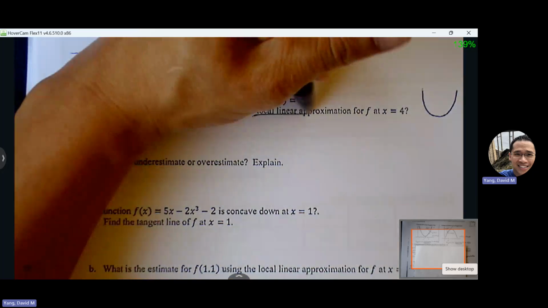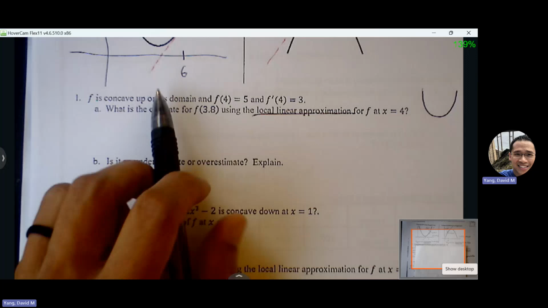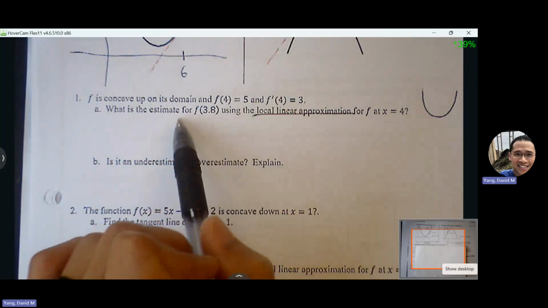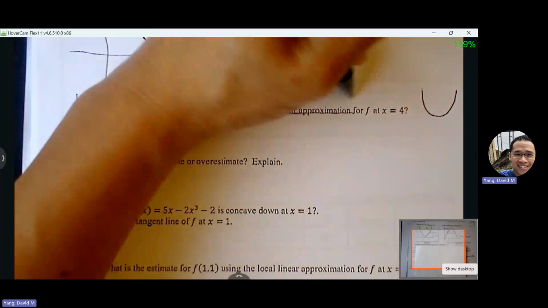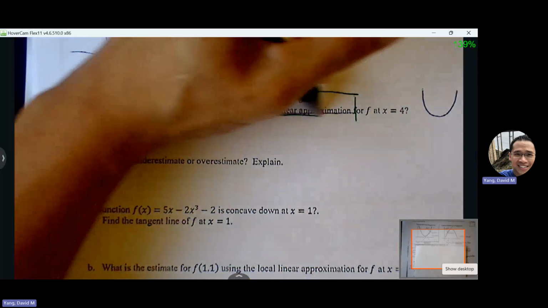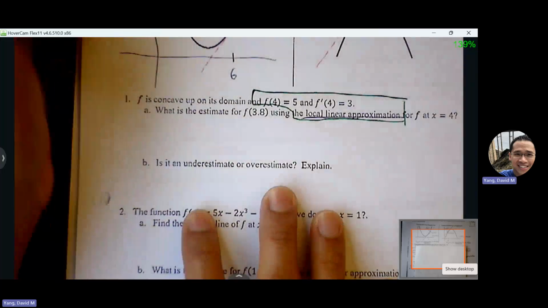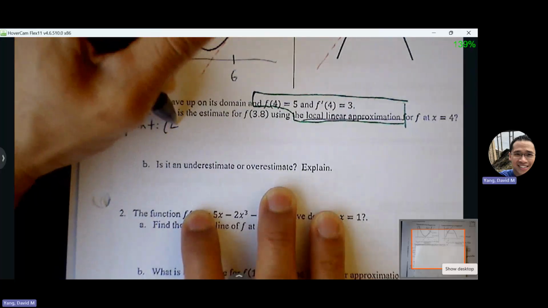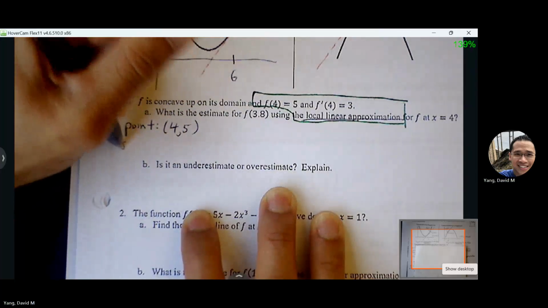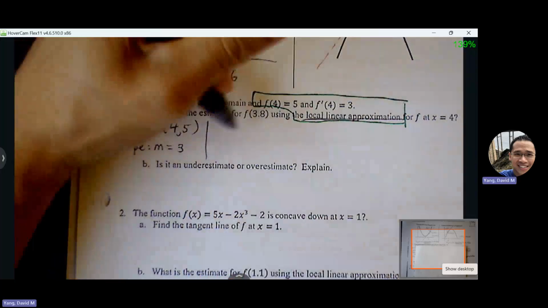So whenever you see a local linear approximation, all you're trying to do is create a tangent line equation based off of what they give you. Anytime they ask you for an estimate, don't worry about this 3.8 yet. Just build your tangent line equation first, based off of the data that is provided here. So our first task is creating that tangent line equation. So take your point, take your slope, and do point slope form.